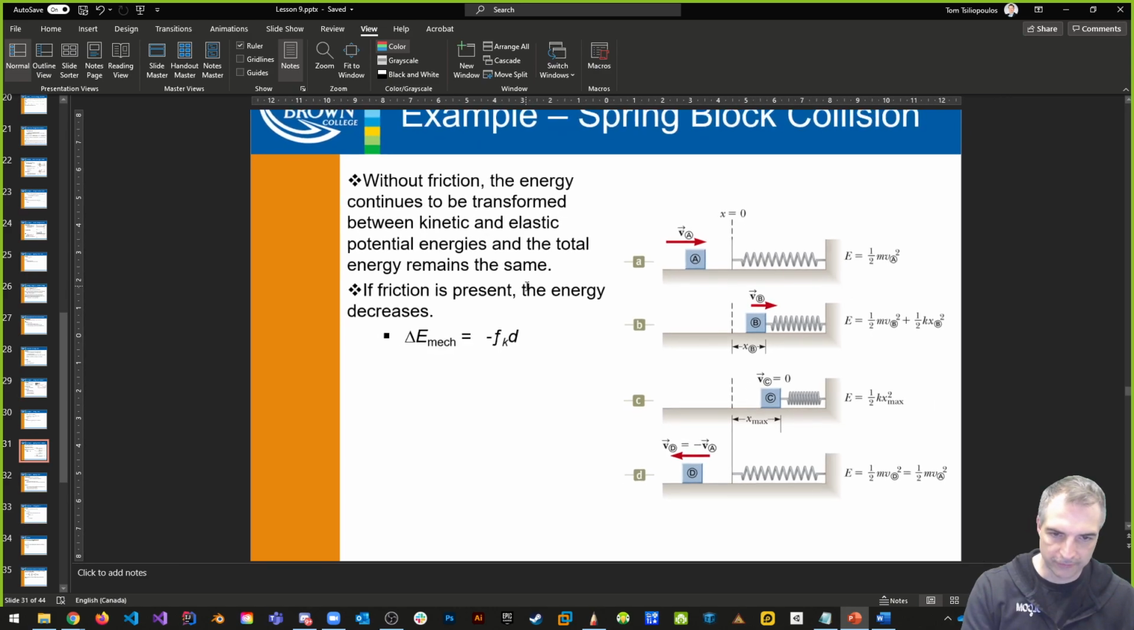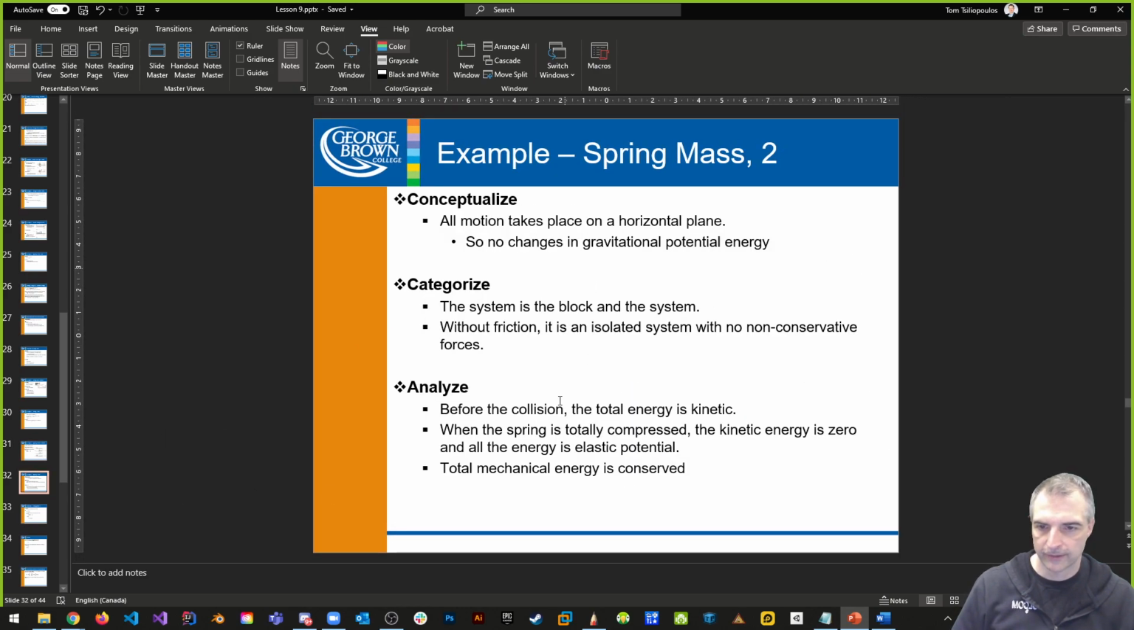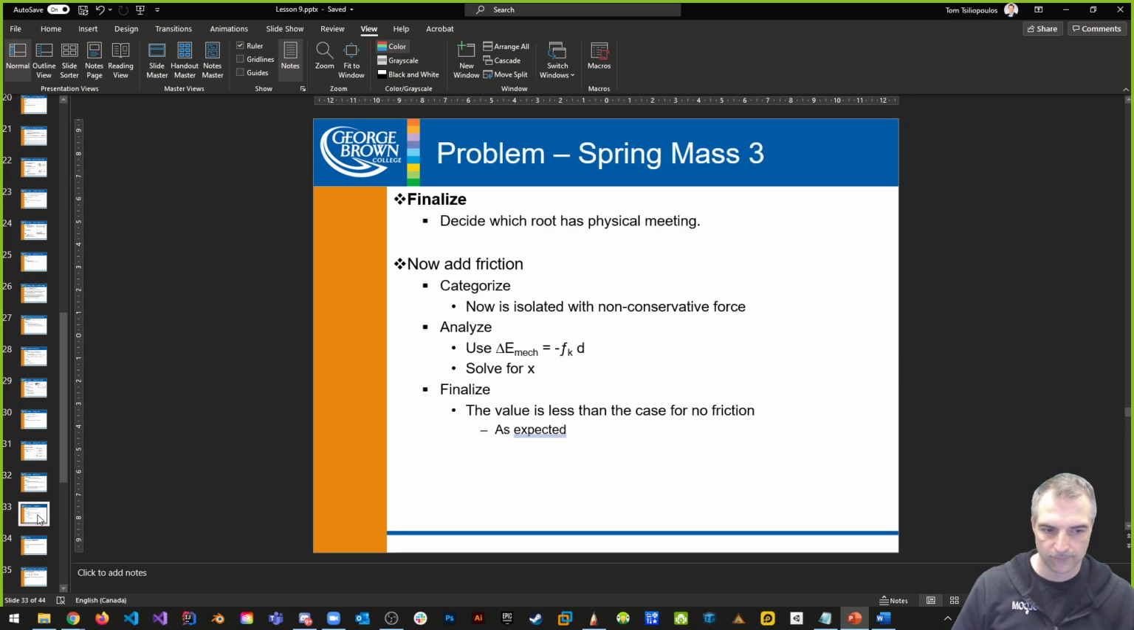Again, conceptual stuff. And it talks about how to do the concepts here.